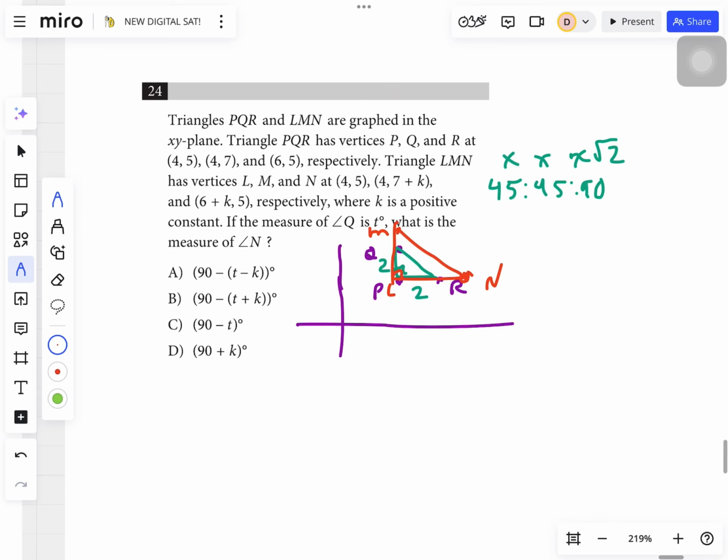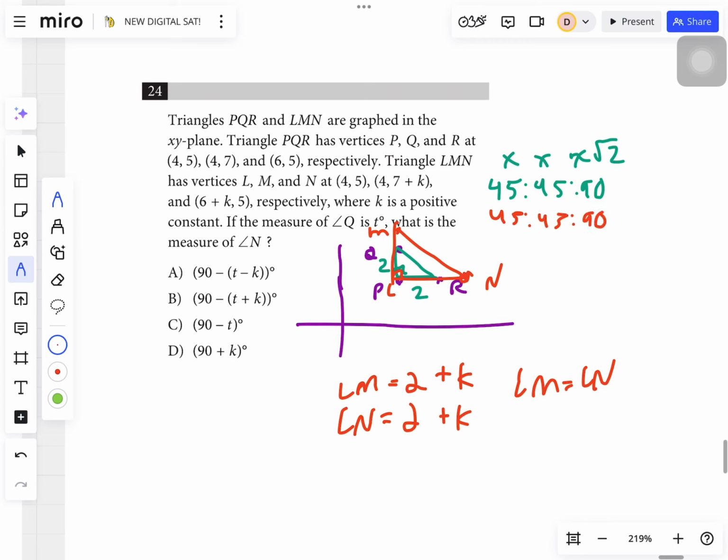Now, let's think about the length from L to M. Well, the length from L to M is the 2, right, from Q to P is 2, plus that new value K, and the length from L to N is also 2 plus that new value K. That means no matter what the value of K is, LM will equal LN, which means it's once again an isosceles right triangle, right? It's a 45-45-90 right triangle. That means that these two triangles are similar and they both have angles of 90, 45, and 45.